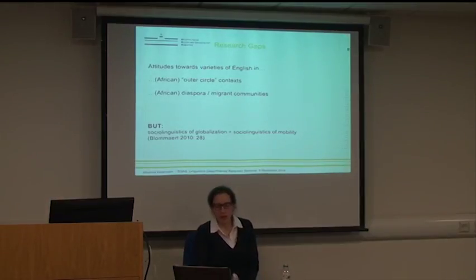There are exceptions, but outer circle contexts are not exactly the contexts that have been researched most widely. In some of the studies that I've shown you now, you could also see that the inner circle contexts have been very much researched. And there have been outer circle contexts as well in some studies, but it's not exactly at the heart of attitude research. Also, diaspora and migrant communities. There are some studies on African diaspora or migrant communities and their attitudes towards varieties of English. Mutonya, the one that I just named, would be one of them. And there are others, but I think there's still need for more studies.